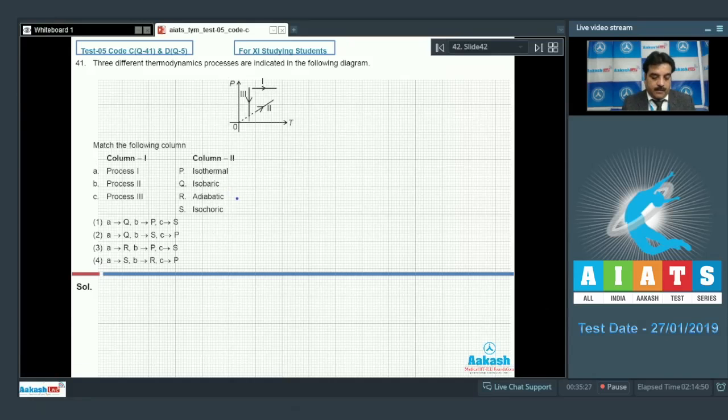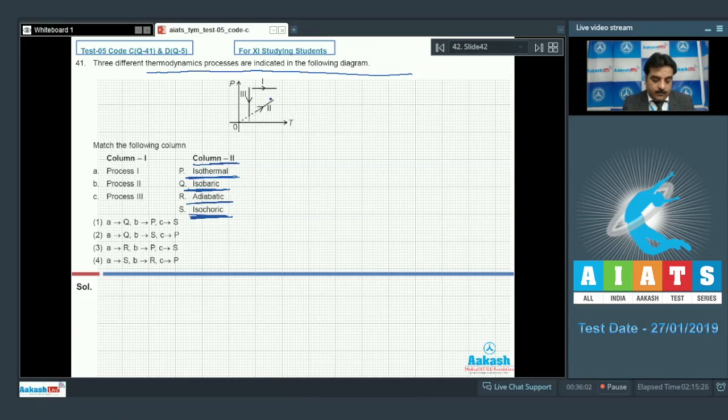In question number 41, three different thermodynamic processes are indicated in the following diagram. First I would like to go to the second column. Isothermal means temperature constant. Isochoric process means volume constant. Isothermal process is constant temperature, adiabatic means there is no exchange of heat, and isobaric.